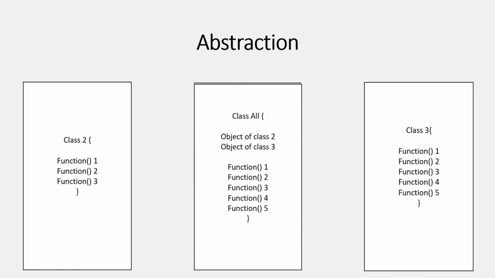For example, we can get access to these functions by creating an object of class 2, and it's pretty much the same for class 3. Also, we can create an object and get access to these functions. So that's the idea of abstraction.